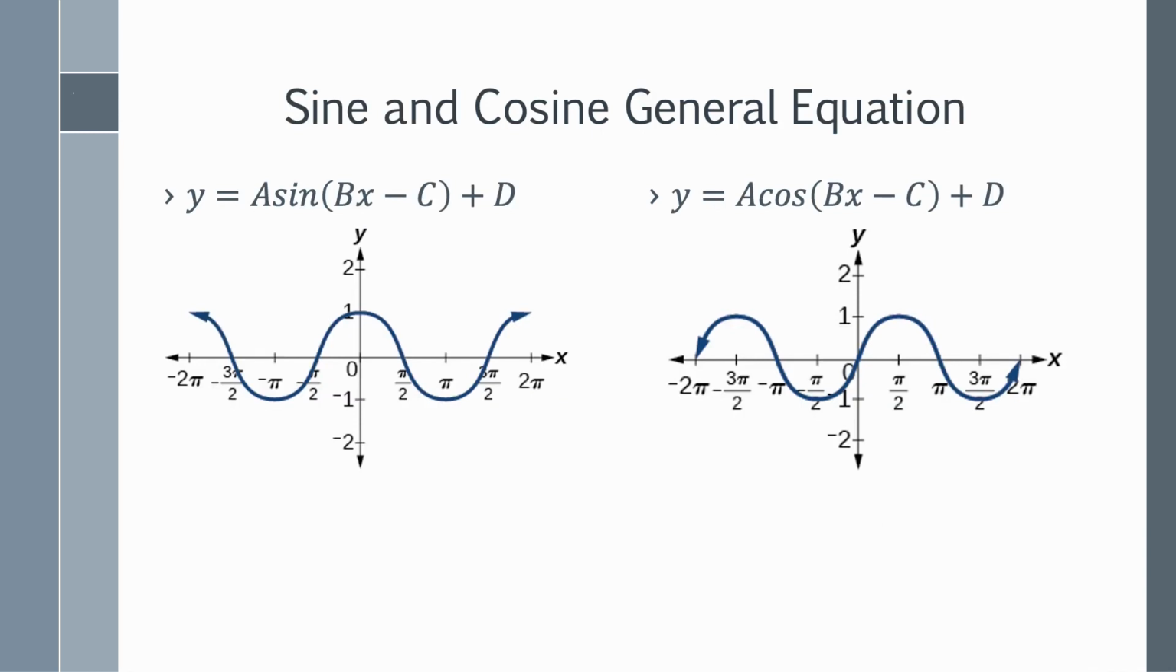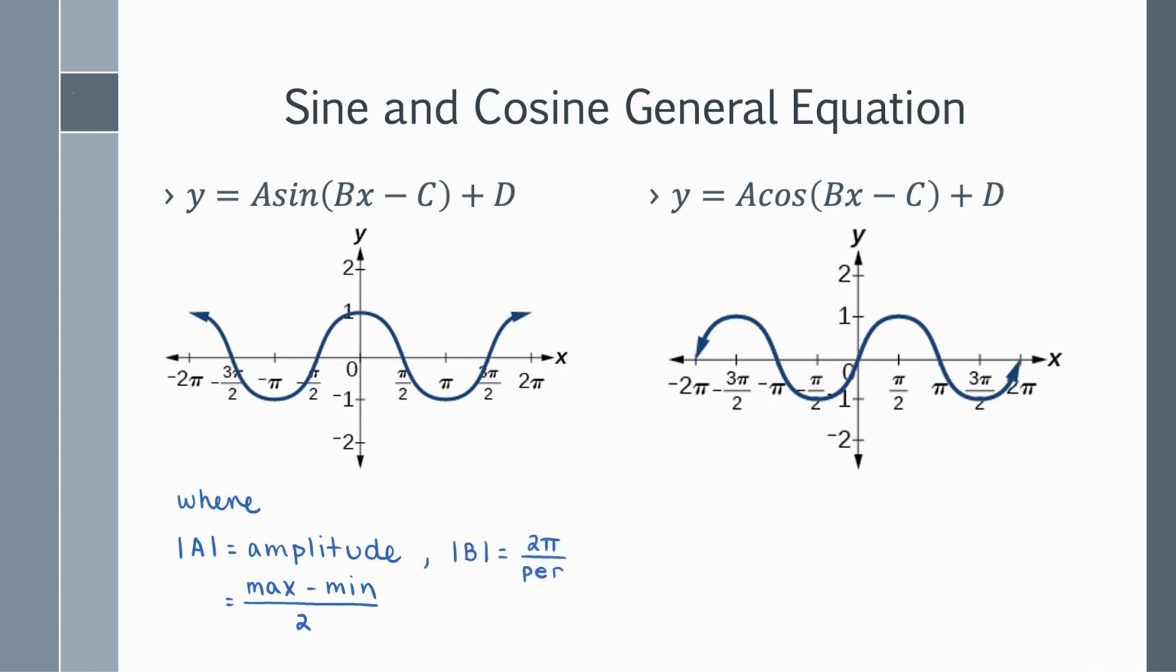Sine and cosine can be represented by the general equation y equals a sine of bx minus c plus d, or y equals a cosine of bx minus c plus d. In both cases, a is the amplitude. It has absolute value signs as distance is positive. The amplitude can be solved by finding the minimum point on the graph and subtracting it from the maximum, and then dividing the quantity by 2.